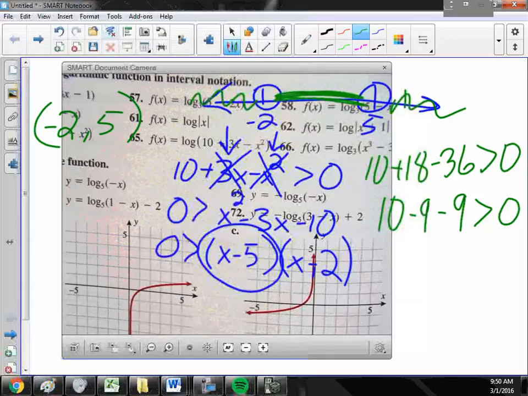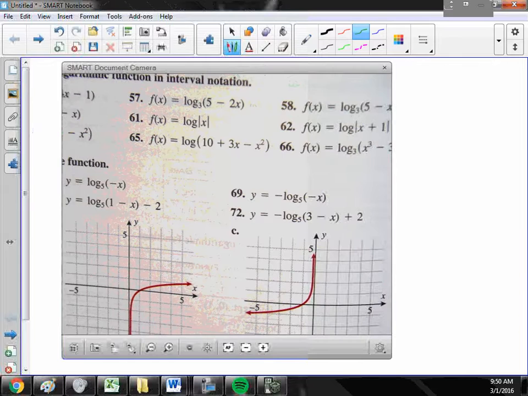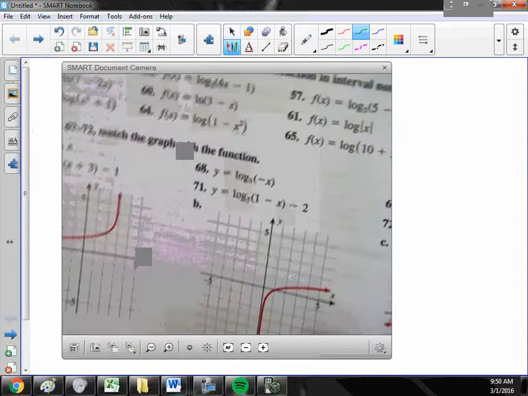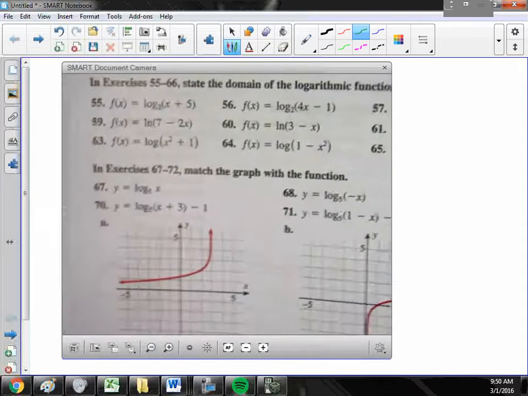Does that make sense? So you're just going to set it greater than or equal to 0, find the endpoints, if there are 2 of them, and then just figure out which is which. Take a look at 63, though. What should we do with 63?